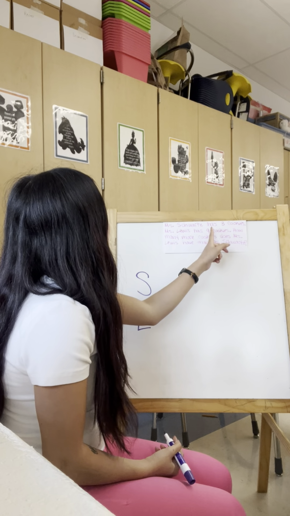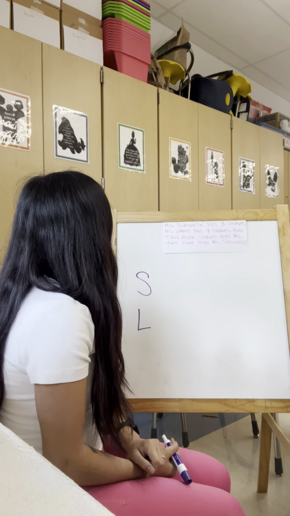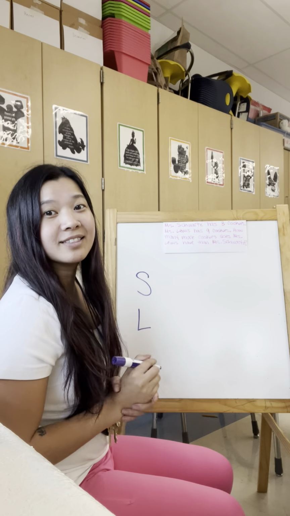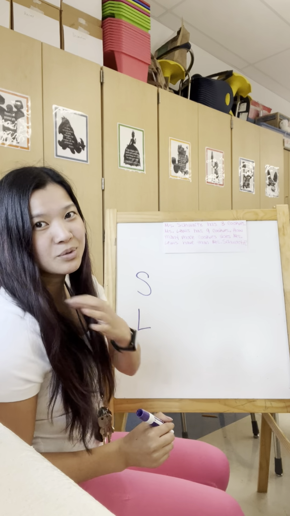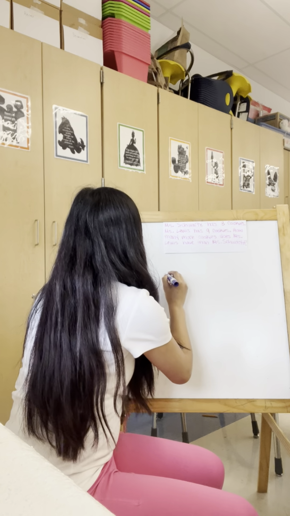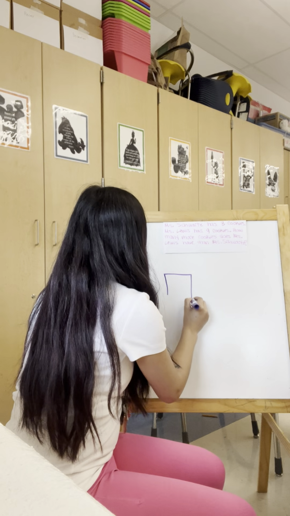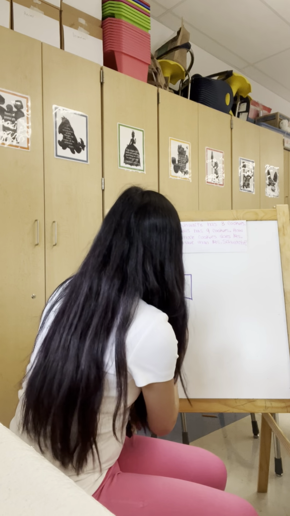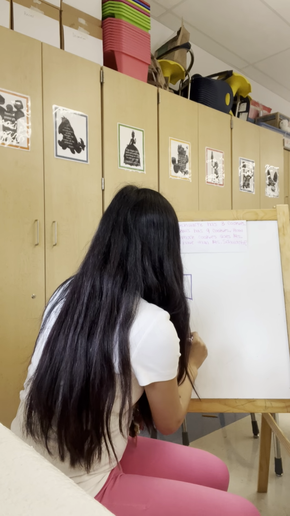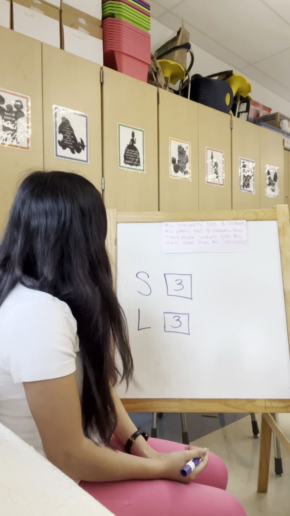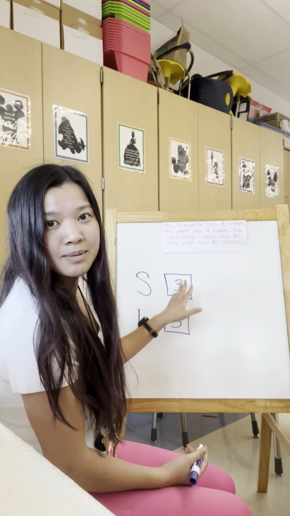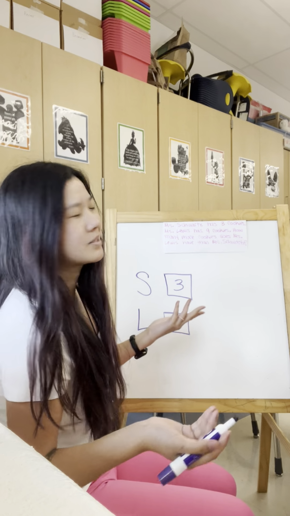Miss Schwartz has 3 cookies. Miss Lewis has 9 cookies. So I know they both have at least 3 cookies. So I'm going to put 3 on both tapes. So Miss Schwartz has 3. And I know Miss Lewis also has at least 3. Try to make them roughly the same size just because they're both 3, they're both the same number.